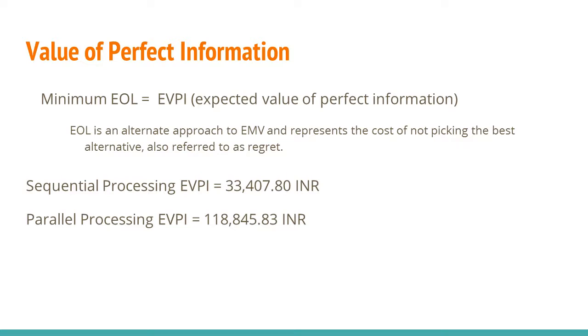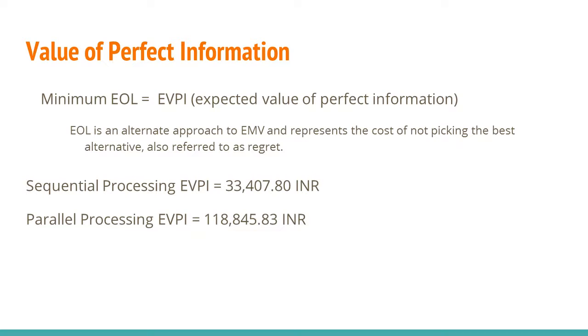What if Darwin had the perfect information? What would be the value of such perfect information? We estimate the value of perfect information, or minimum expected opportunity loss, by representing this cost as the cost of not picking the best alternative, also referred to as regret. The expected value of perfect information places an upper bound on what the decision maker should pay for perfect information.